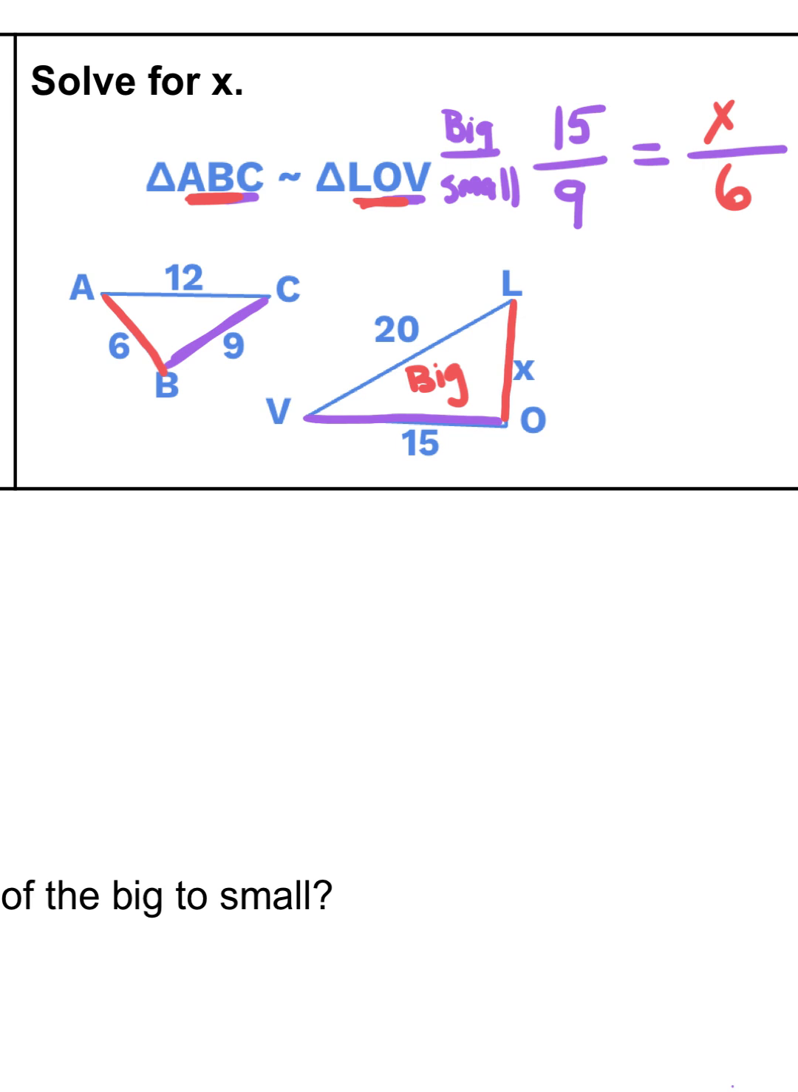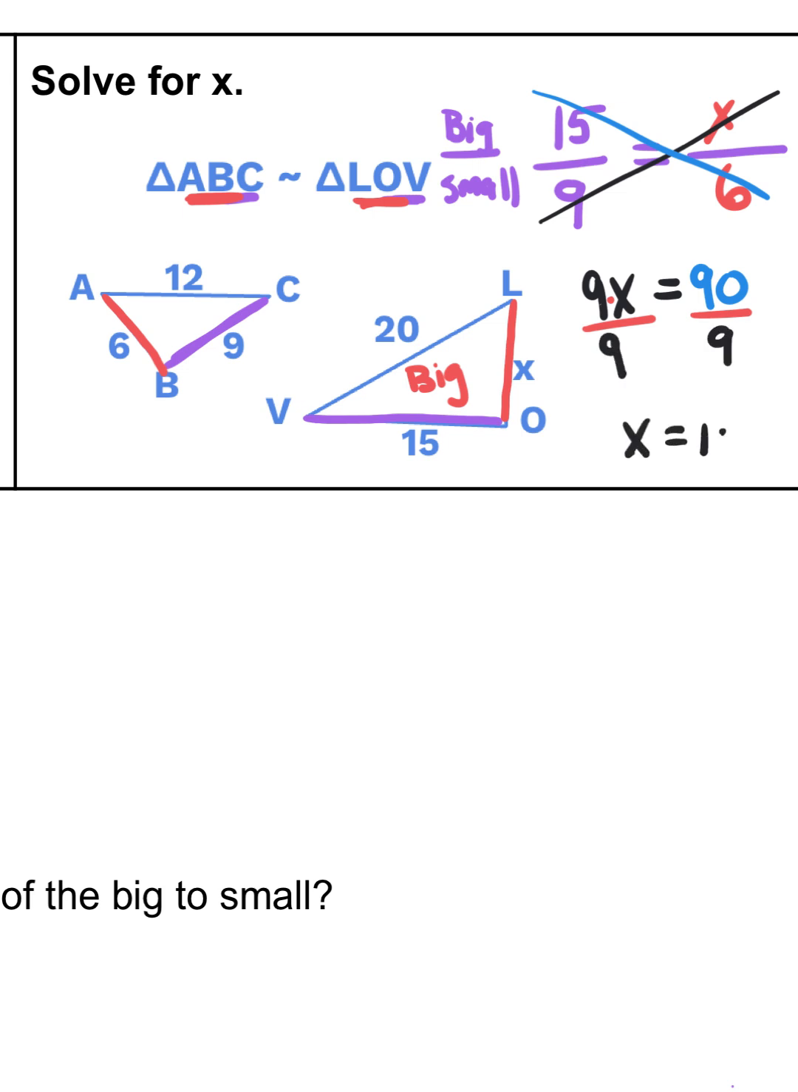Now we're ready to cross multiply. You can either do the shortcut, 15 times 6, and divide it by 9. Or if you like the long way, we can cross multiply. 9x is equal to 15 times 9, which is 90. And then to undo that multiplication right there, we divide both sides by 9. And we get x is equal to 10. All right.